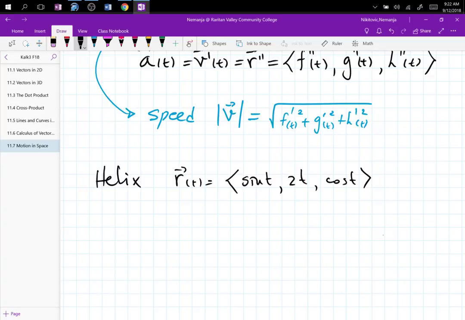Yes? Is that supposed to say sine t by any chance? Sine t, 2t, cosine t. Yeah, okay. Right, so sine 2t, cosine t.